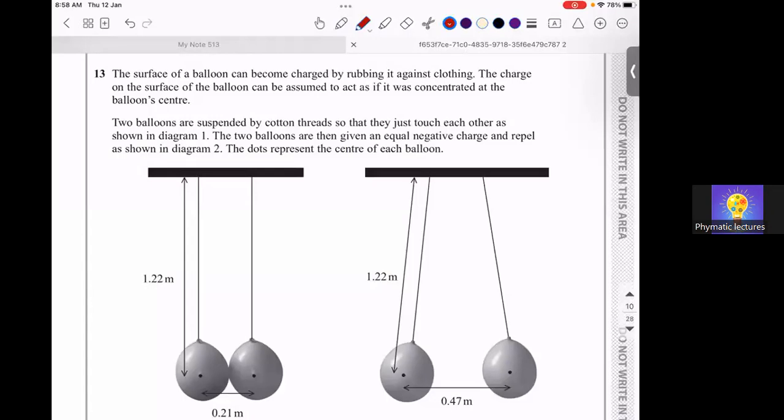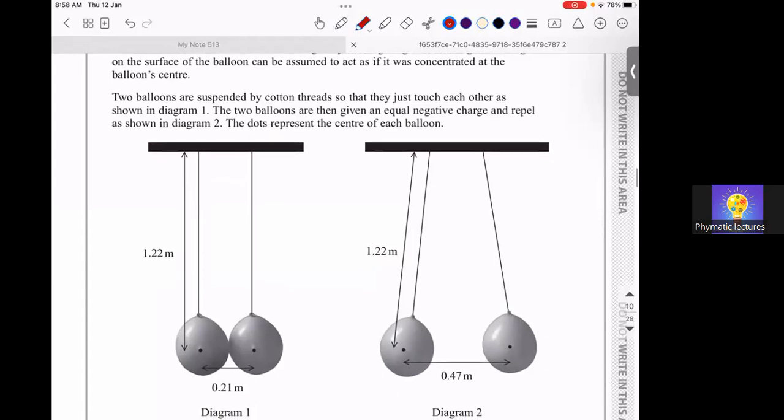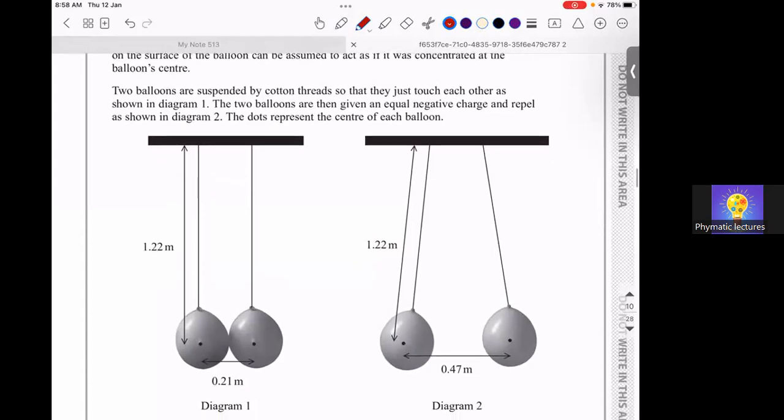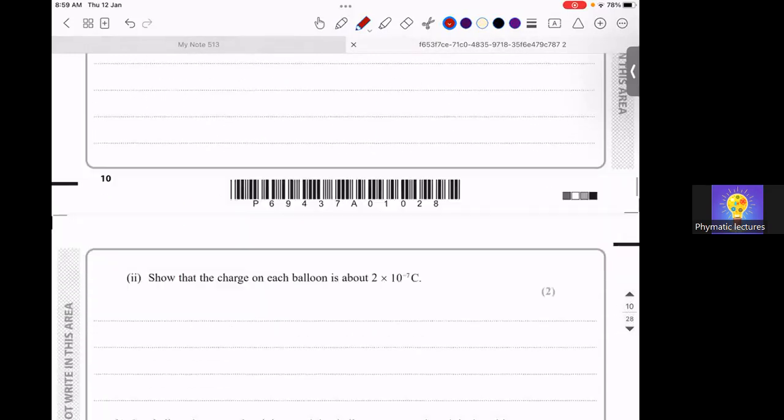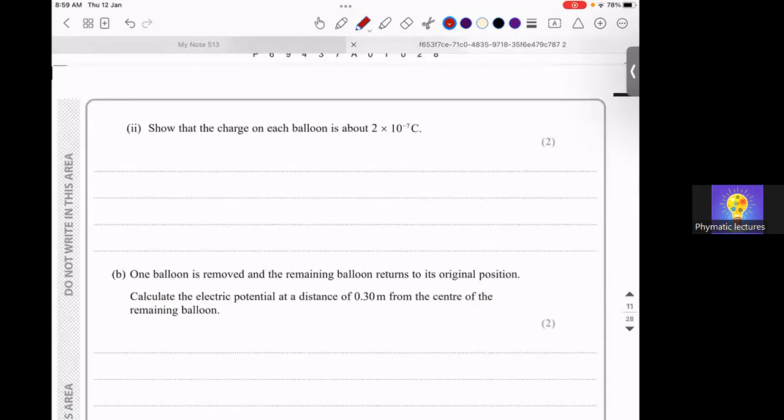So in question number 13a, we have already calculated the force of repulsion between them, correct? So what is the value of force of repulsion? Because our question for A was to show it is about 1 into 10 raised to minus 3. What is the force of repulsion we obtained? That is nearly 1.16 into 10 to the power of minus 3 Newton, correct? So this value will really help us to find the answer for the next part.